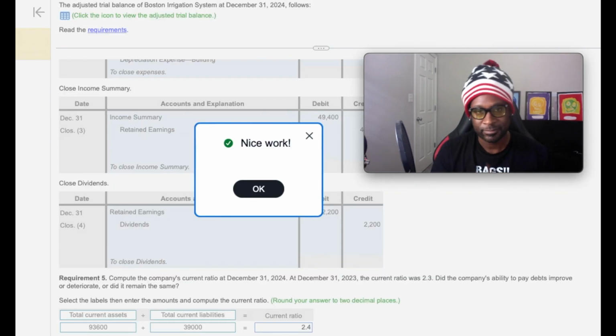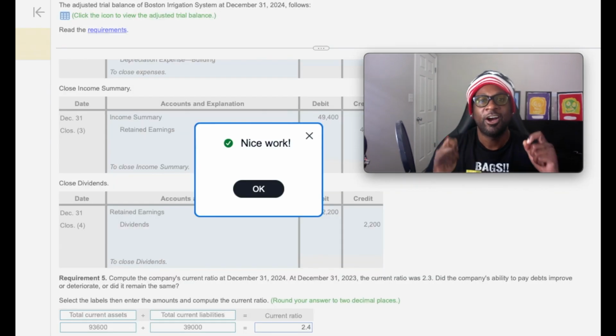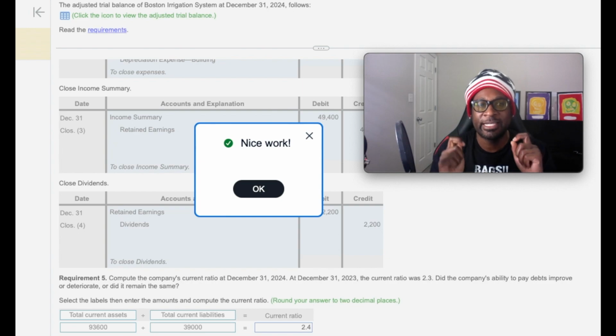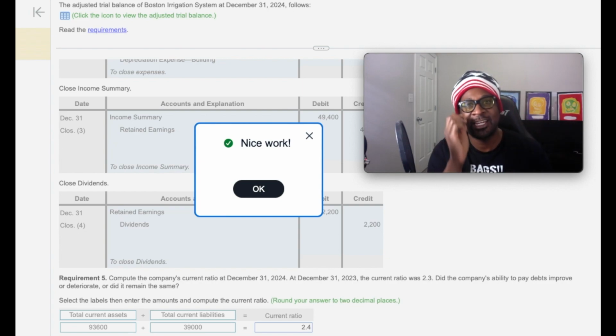Nice work, gang. So there you have it, gang. A very detailed problem that consists of creating financial statements, closing journal entries, and evaluating the company's current ratio.